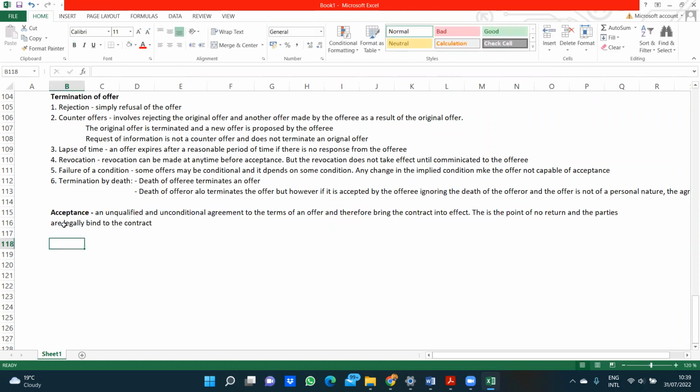The factors that affect acceptance. First of all, for example, silence. Silence is not acceptance. Acceptance subject to contract.